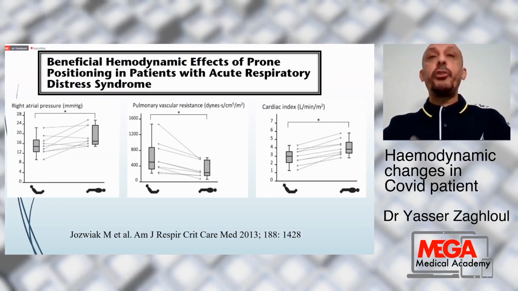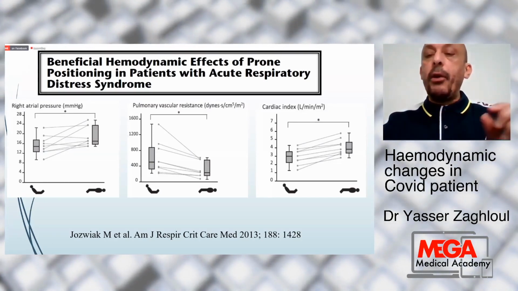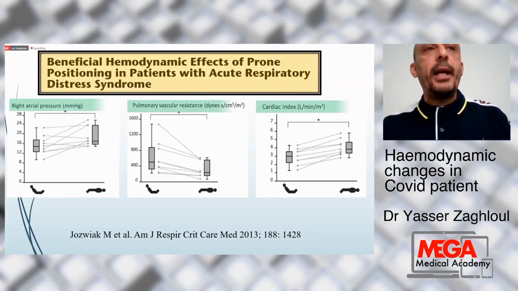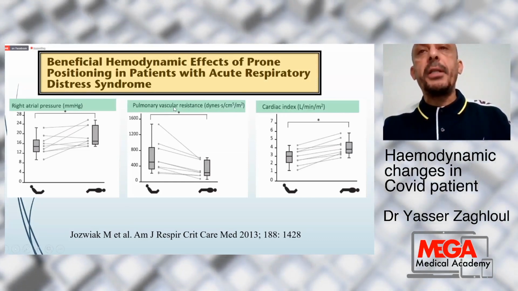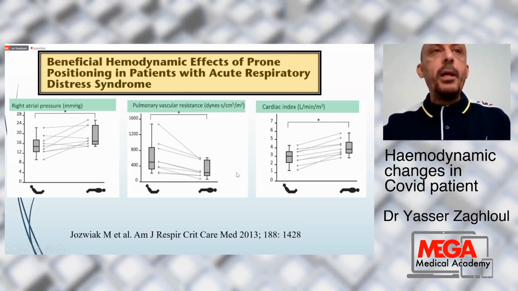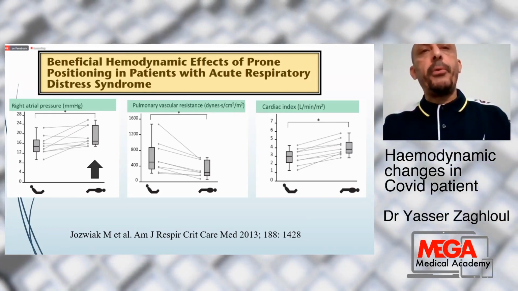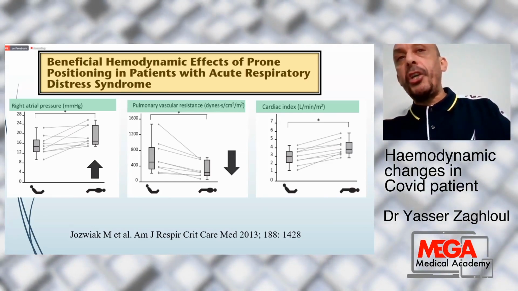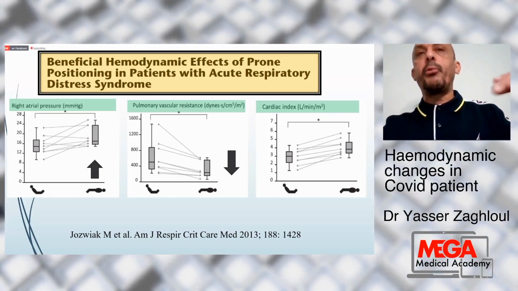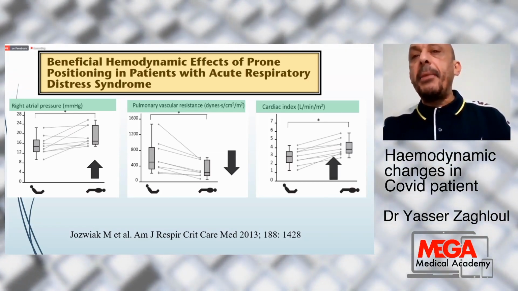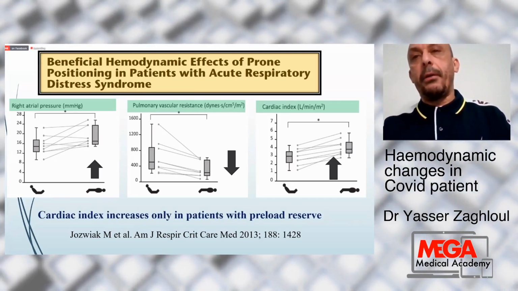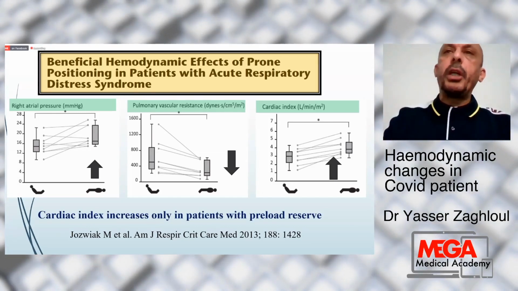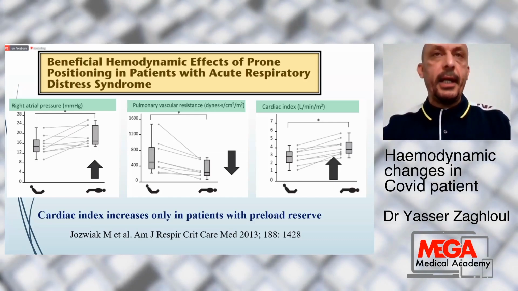We are using the prone position to improve oxygenation, but it may also improve the cardiovascular parameters. You can see here the effect on the right atrium, the effect on pulmonary vascular resistance, and the effect on the cardiac index. Right atrial pressure will increase because of the prone position, which increases intrathoracic pressure. Because of the improvement in oxygenation with prone position, the pulmonary vascular resistance will be less. Cardiac index may increase in patients with preload reserve. That means if the patient is relatively hypovolemic or needs some fluids, he will respond in prone position by increasing the cardiac index.